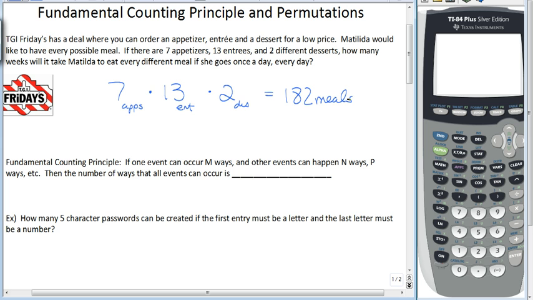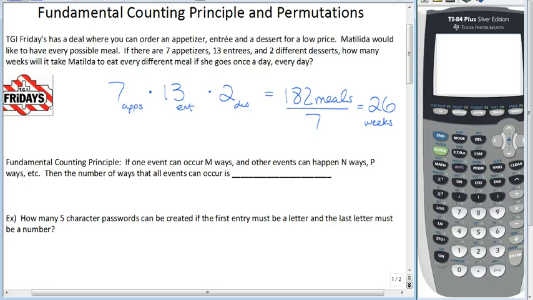But the question says, how many weeks will it take? Well, if there's 7 days in a week, you're going to find out that it's going to take 26 weeks. So half a year to eat every possible combination. That sounds like quite a bit of food to eat from TGI Fridays, but hey, if that's what Matilda wants to do, that's what she needs to do.